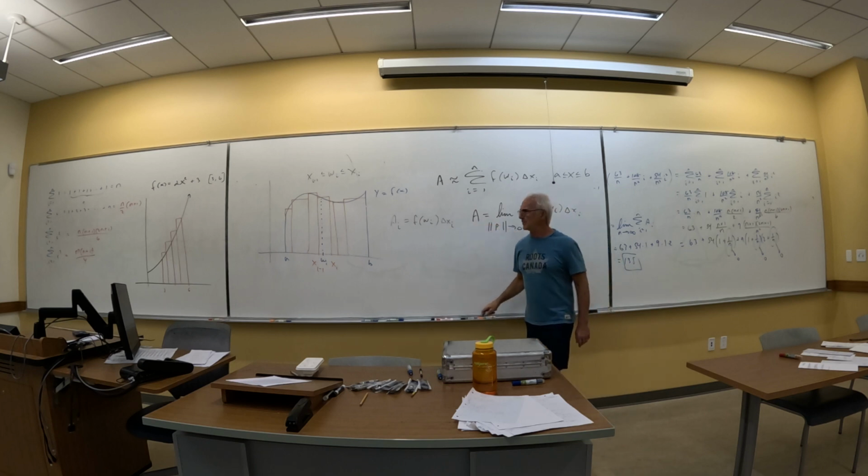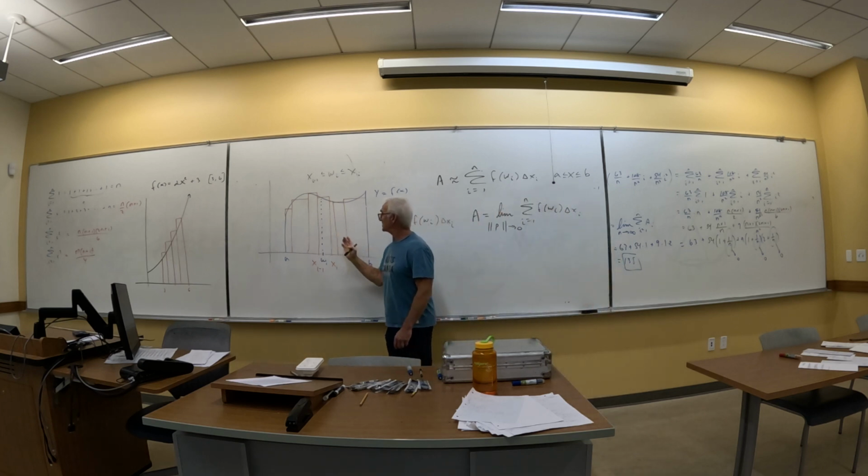Now, if the biggest width is going to 0, that means I took the biggest one and I subdivided it. But doesn't that mean there's a new biggest width?